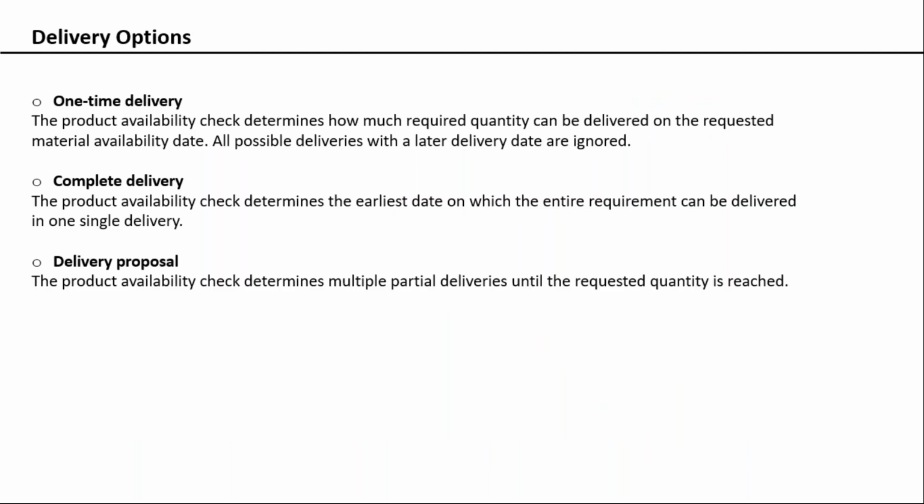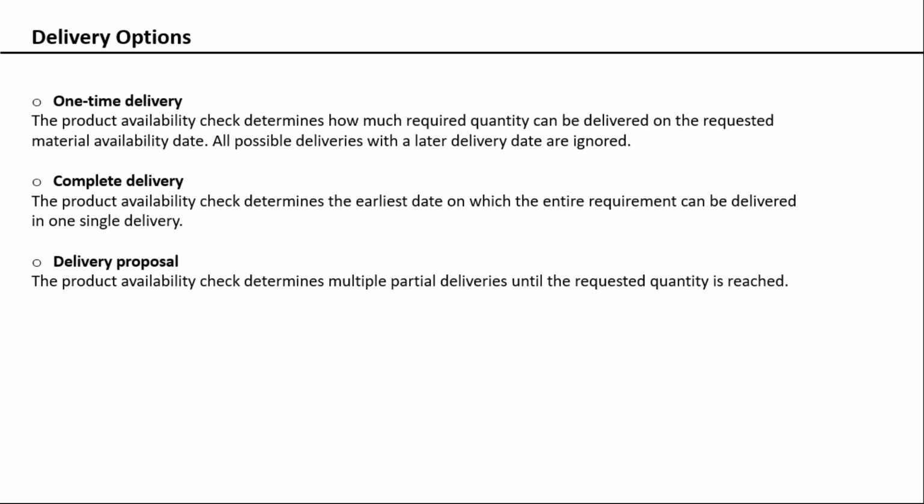You can see here different delivery options. These are 3 different options. One is a one-time delivery. One-time delivery means the system will check how much quantity can be confirmed and delivered based on the requested delivery date. For example, if you are creating a sales order with 100 quantity, but only 70 is available, then 70 will be shipped and 30 will be ignored.